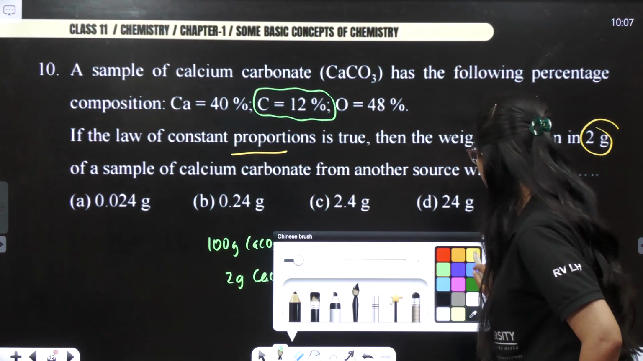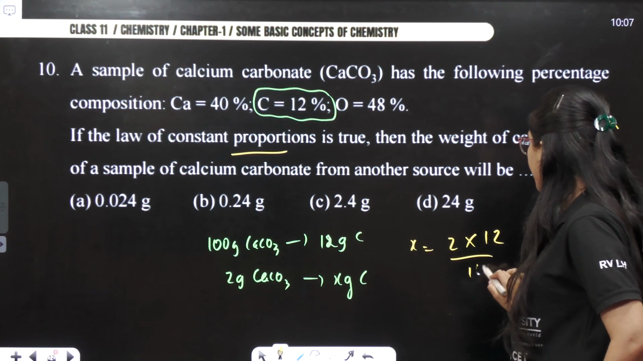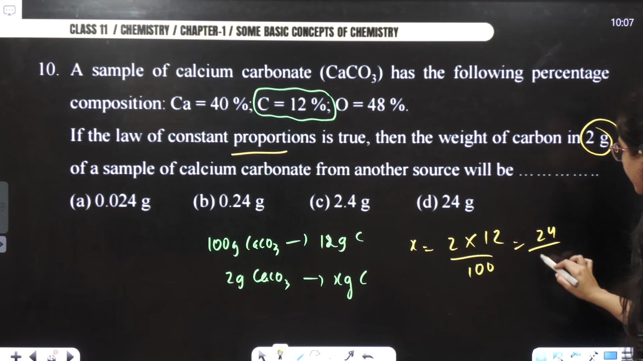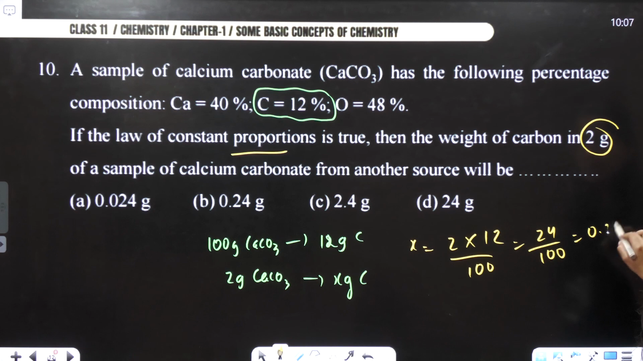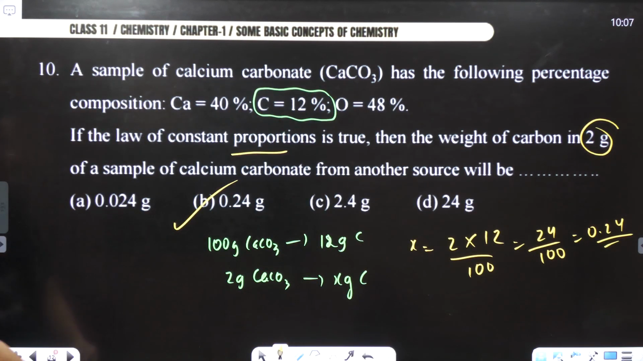So then what will be the value of X simply? So X will be equal to 2 into 12 divided by 100. So it is equal to 24 divided by 100. So it is 0.24 grams. So the correct option will be option number B.